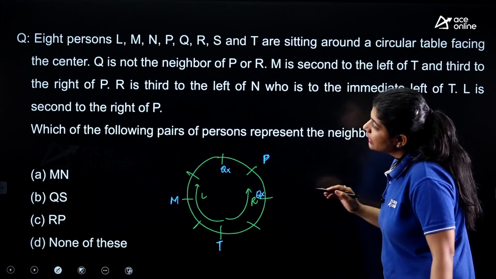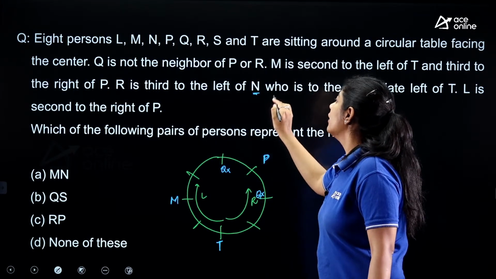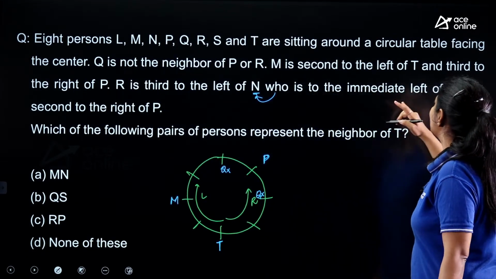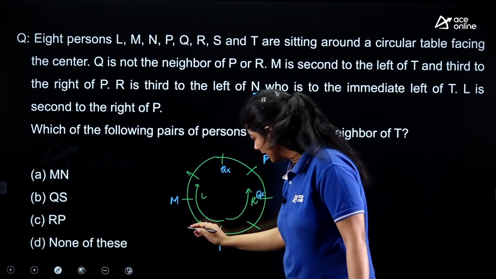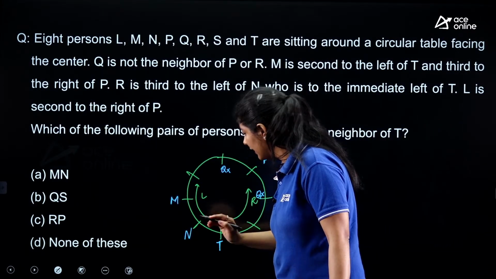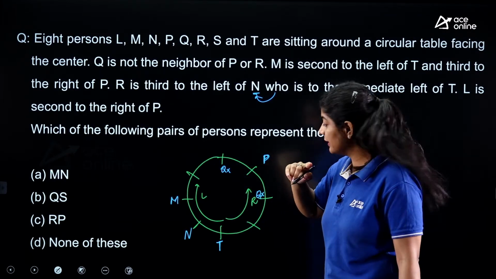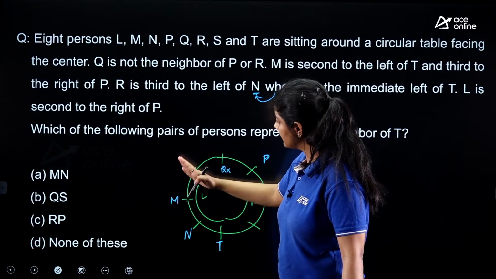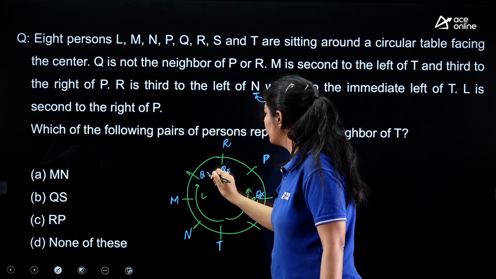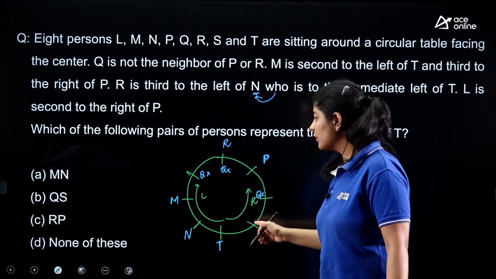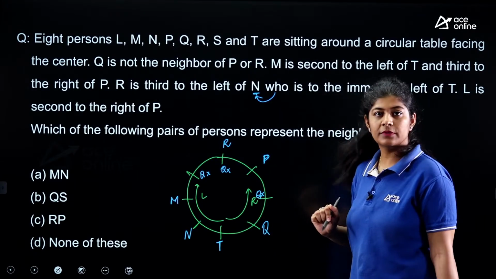Next. The next line says that R is third to the left of N, who is the immediate left of T. Immediate left is this one. That means this is the position of N, right? If this is the position of N, then we need to figure out the third left of N. First left, second left, third left. Here we have R. That means we can't put Q over here as well. So this is the only position that we are left with for Q. So here we will put Q, right?